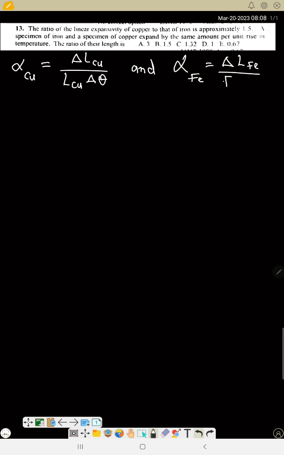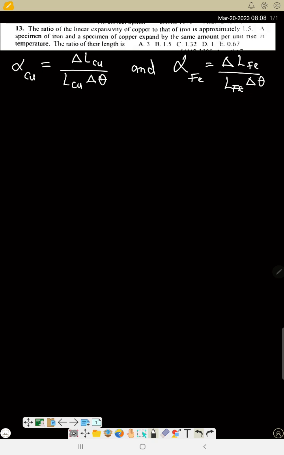So that means we can say linear expansivity of copper is Cu, is change in length of copper over original length of copper per degree rise in temperature, and linear expansivity of iron is Fe, is equals to change in length of iron over original length of iron per degree rise in temperature.